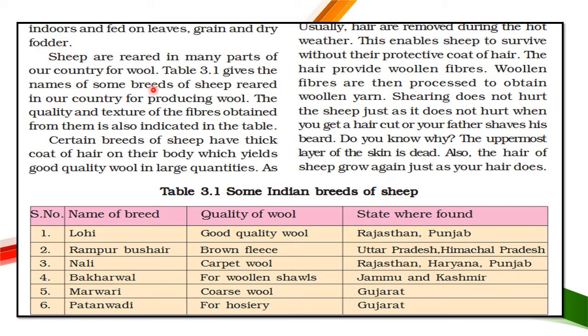Sheep are reared in many parts of our country for wool. Table 3.1 gives the names of some breeds of sheep reared in our country for producing wool. The quality and texture of fiber obtained from them are also indicated in the table. Certain breeds of sheep have a thick coat of hair on their body which yields good quality wool in large quantities. So now let's just go through this table. Some Indian breeds of sheep. Names are given, quality of wool, state where found. Just go through when you are free.